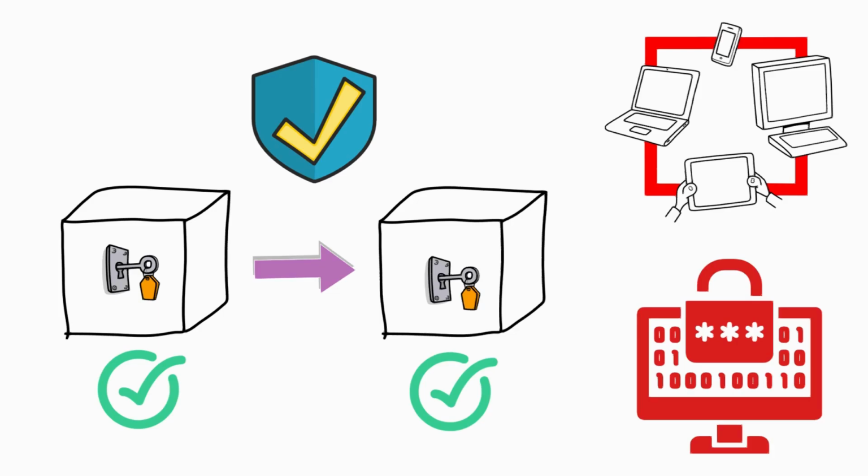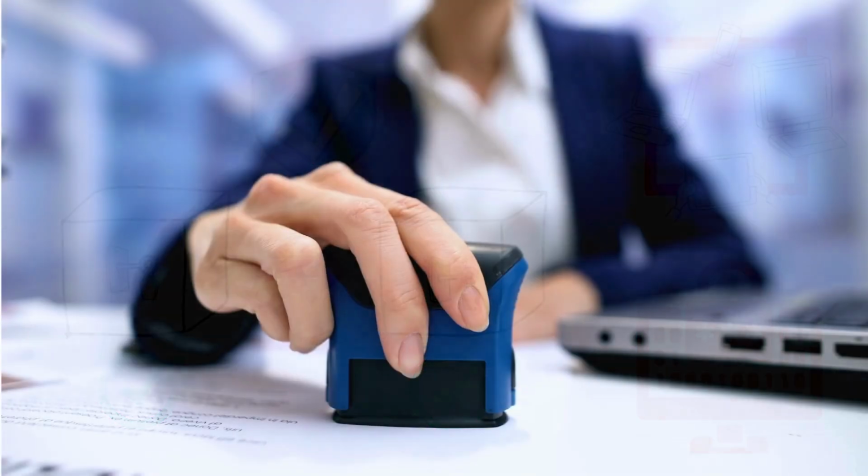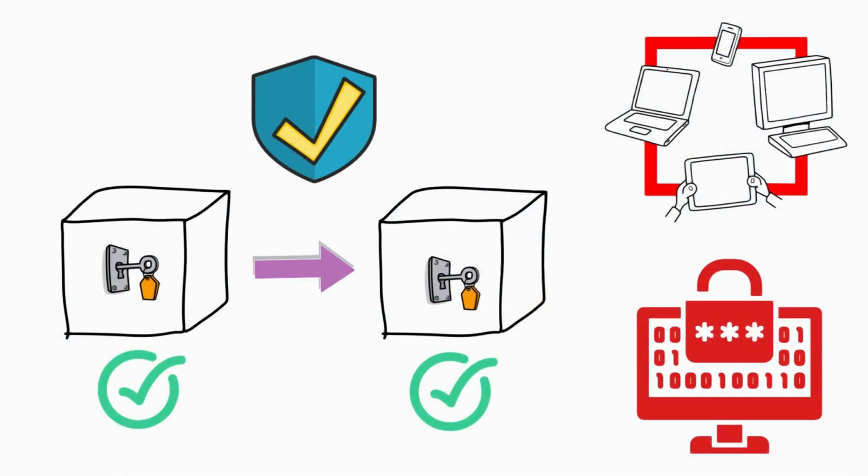Transactions on a blockchain are verified by many people. They all must agree that the transaction is valid before it's added to the chain. This agreement process is called consensus.